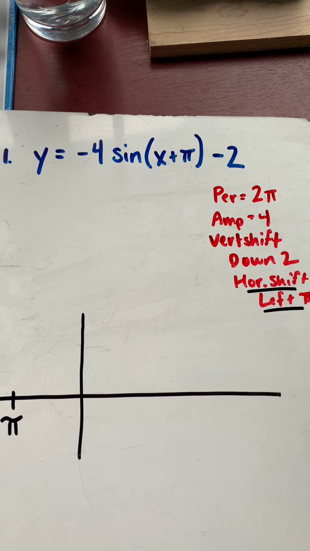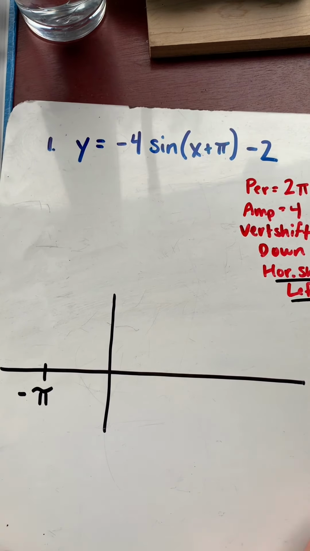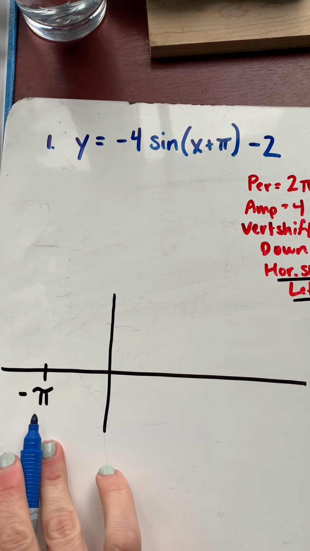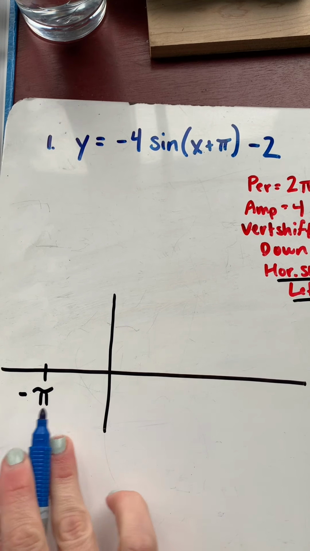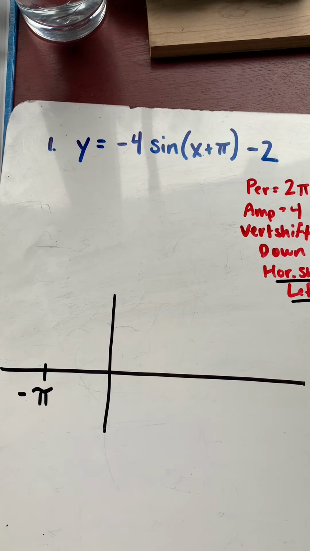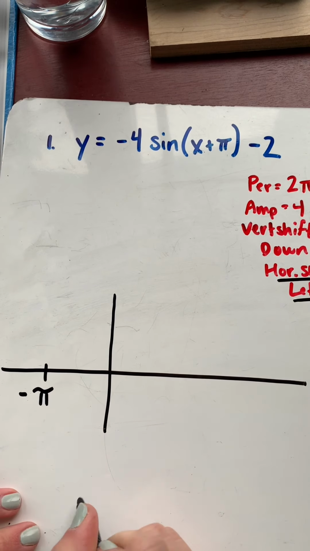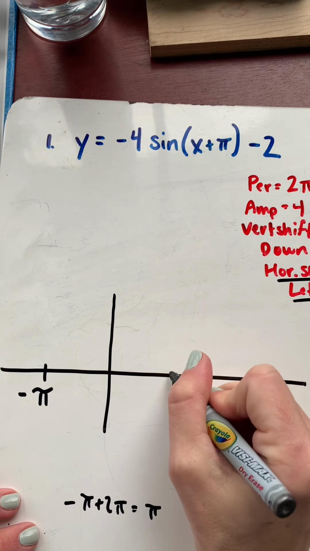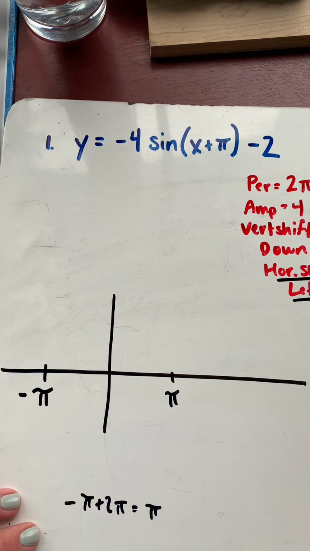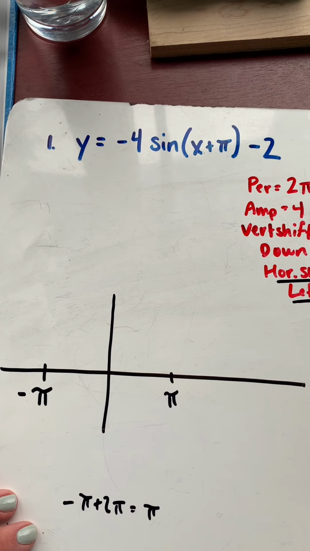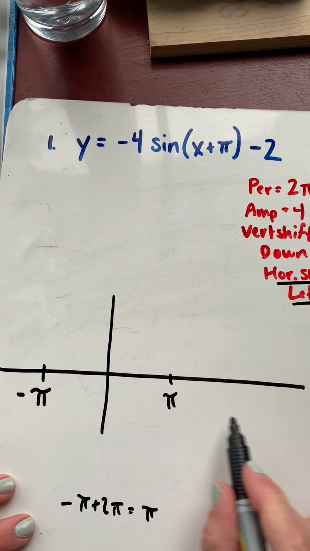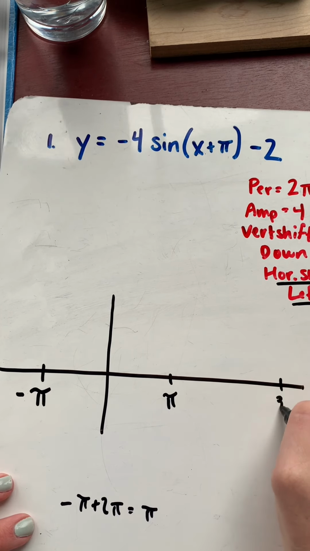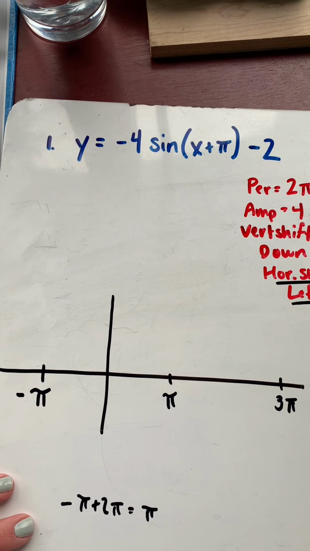And then to figure out where I should end, I want to see, well, what's my period? My period is 2 pi. So I want to take the beginning of this and add 2 pi to it to get the end of one full wave. So -pi plus 2 pi is pi. That's where I'm going to end. And I'm going to do 2 periods worth. Let's get 2 of them. So I'm going to add on another 2 pi to show me where I'm going to end.